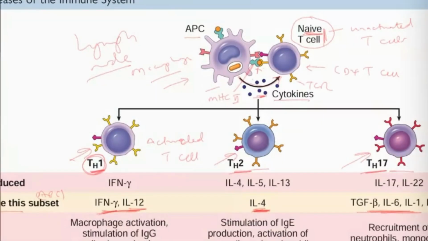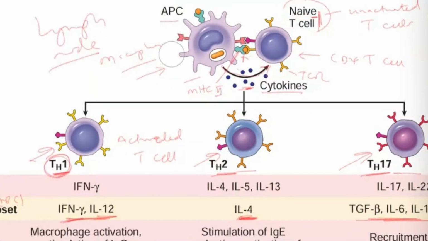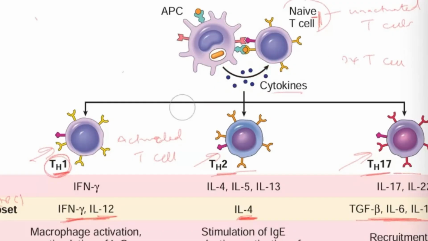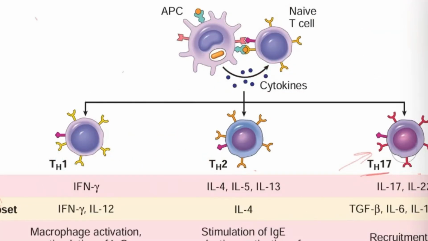Look at it here. We'll present the antigen to the naive CD4 helper T cell. And as it's presenting this antigen, it's also producing interferon gamma and interleukin 12. Interferon gamma and interleukin 12 will induce the cell to become a Th1.